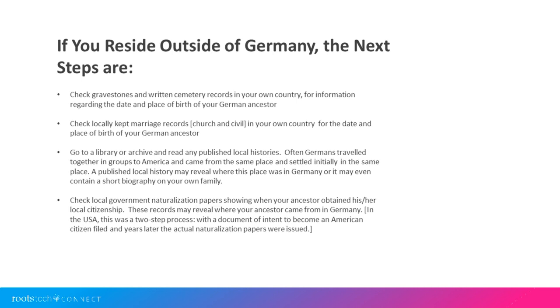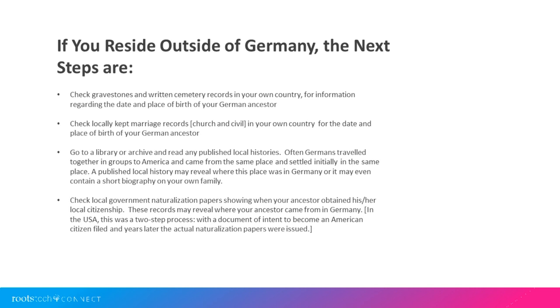Go to a library where you live or a nearby archive and read any published local histories. Often Germans traveled together in groups to America and to other parts of the world, coming from the same place and settling initially in the same place. A published local history may reveal where this place was in Germany, or it may even contain a short biography on your own personal family. This will save you a lot of time and will help you to immediately get your bearings in Germany.